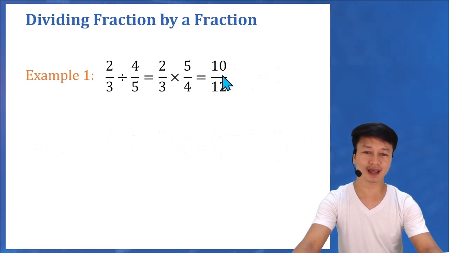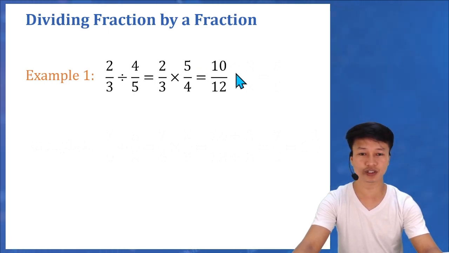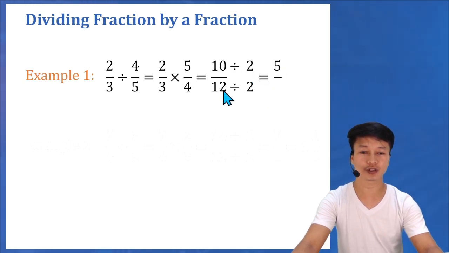So 2 times 5 gives us 10 over 3 times 4 gives us 12. And since 10 and 12 have common factors, we can still simplify the fraction 10/12 by dividing them by the greatest common factor, which is 2 in this situation. So 10 divided by 2, 12 divided by 2. And after that, 10 divided by 2 is 5 over 12 divided by 2 is 6. That is now our final answer.